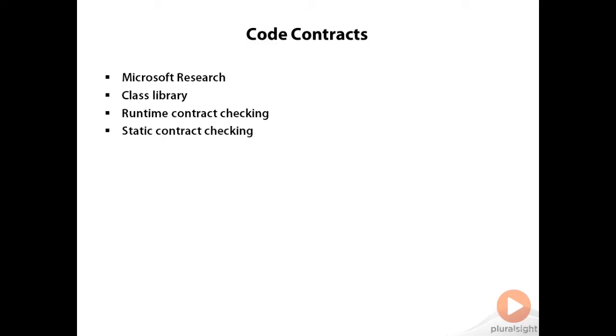In this module, we're going to examine code contracts. Code contracts is a tool from Microsoft Research that integrates with Visual Studio in order to prove the correctness of our code. It includes a class library that gives us runtime contract checking and a compiler plugin that gives us static contract checking.